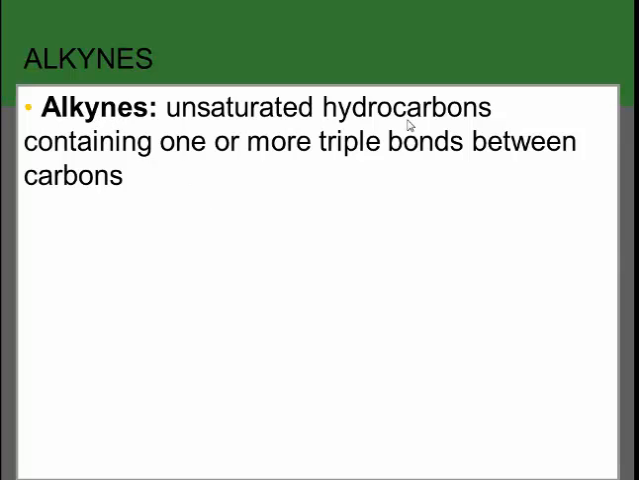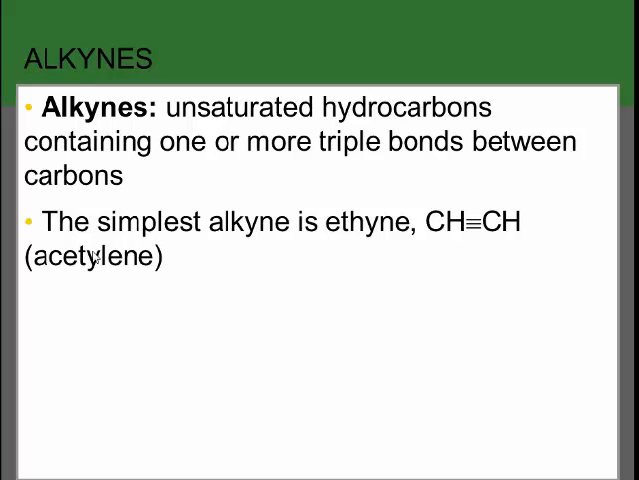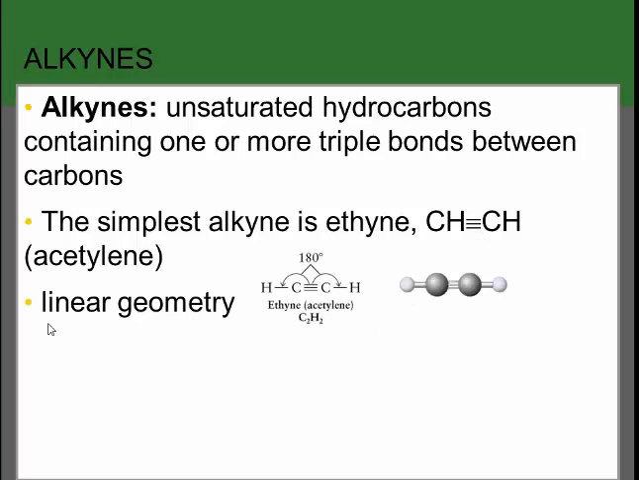Alkynes are unsaturated hydrocarbons that contain 1 or more triple bonds between carbons. The simplest alkyne is called ethyne or acetylene. It's often used in welding. It has 2 carbons, 2 hydrogens, and a triple bond between the carbons. And this, of course, has linear geometry because the carbons have only 2 bonding groups, 1 on either side, which gives it a linear geometry. So the entire alkyne is linear.